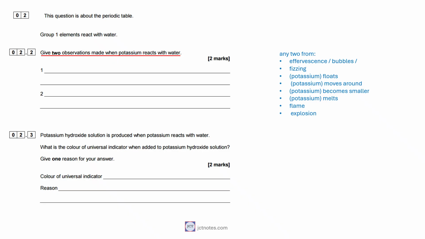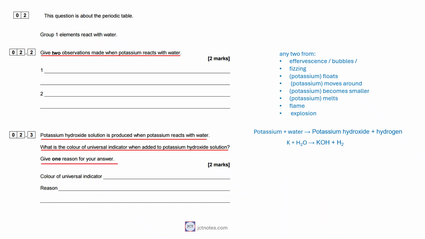Moving on to question 2.3, we are told that potassium hydroxide solution is produced from this reaction. We need to state the color of universal indicator when it's added to this solution and give a reason why. Universal indicator changes color depending on pH, ranging from red for acids to purple for alkalis. Because potassium hydroxide is a strong alkaline solution, the universal indicator will turn purple, violet, or blue, depending on how concentrated it is. So, the answer is purple, violet, or blue, because the solution is alkaline.